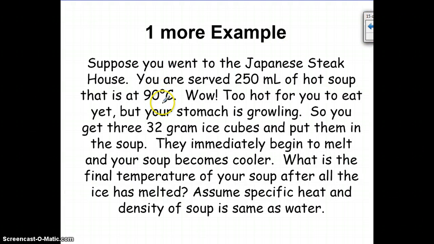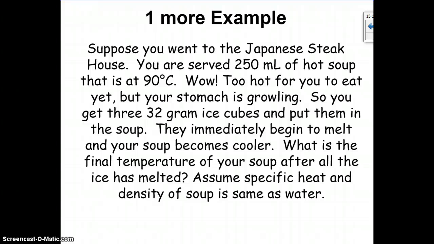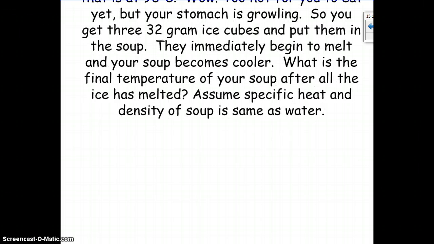All right, so this one is kind of like a big marathon example problem. Let's pretend we're going to a Japanese steakhouse. We order some hot soup and it arrives. There are 250 milliliters of it and it's at 90 degrees. Oh my gosh, it's so hot. I don't want to burn my mouth, but my stomach is really growling. So I put 3 32-gram ice cubes into the soup, and they immediately melt, and my soup becomes cooler. What's the final temperature of my soup after all my ice has melted? We're just going to assume that the specific heat and density of the soup is the same as water.